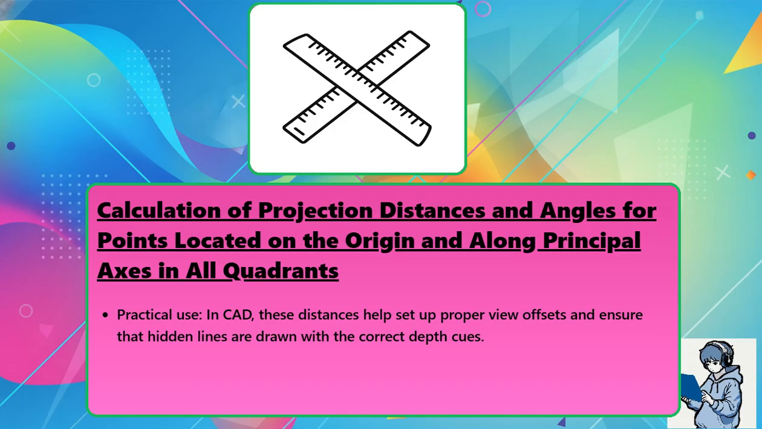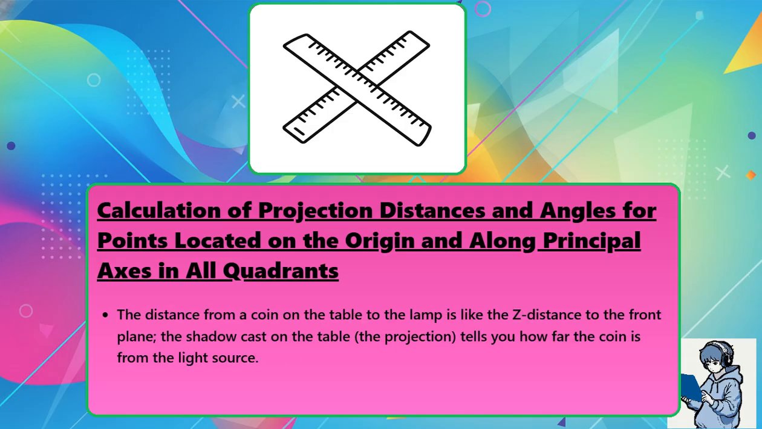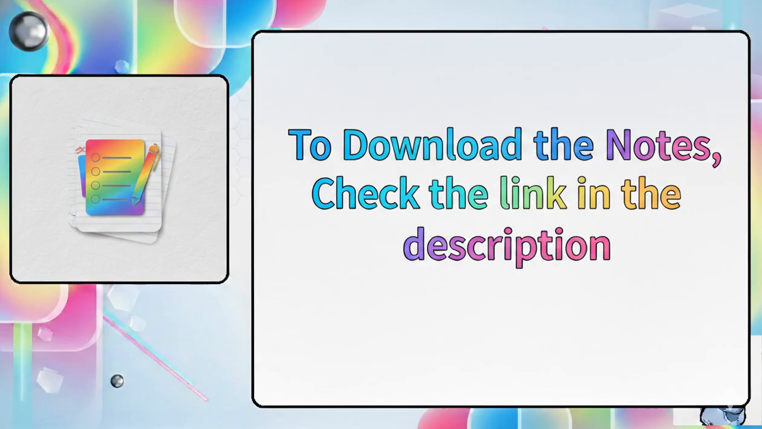Practical use in CAD: these distances help set up proper view offsets and ensure that hidden lines are drawn with the correct depth cues. Analogy: think of a lamp shining down on a table. The distance from a coin on the table to the lamp is like the z distance to the front plane. The shadow cast on the table, the projection, tells you how far the coin is from the light source.